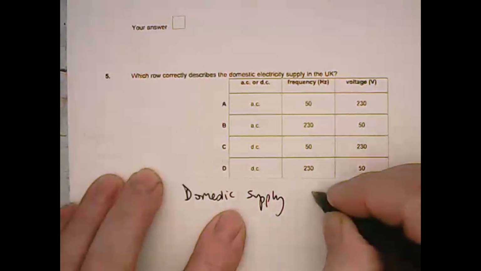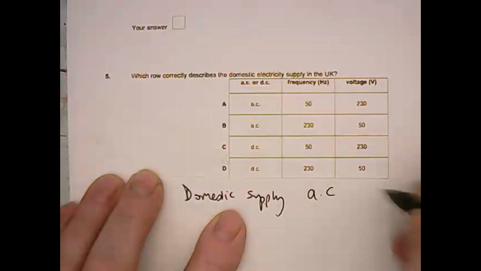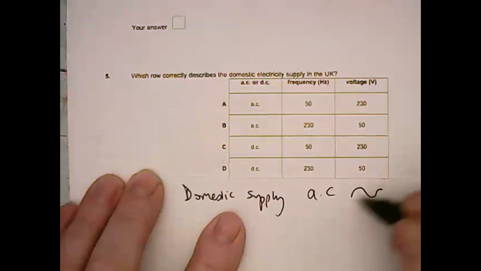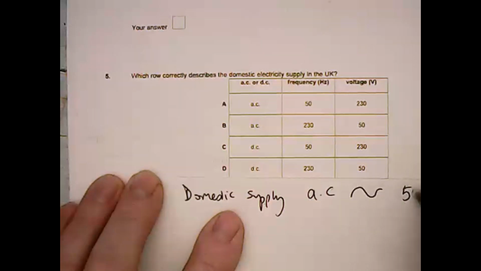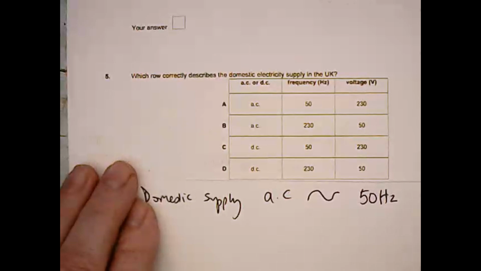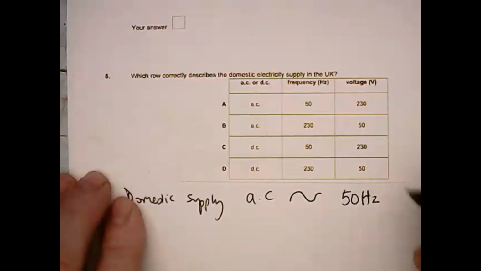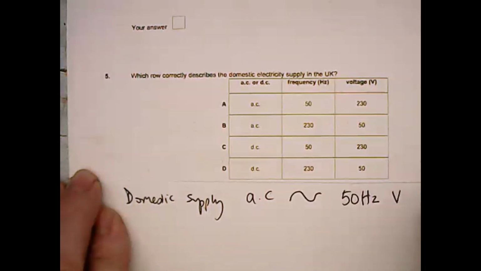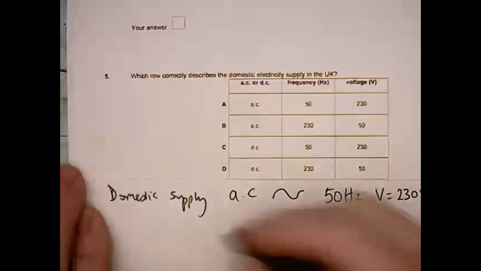first of all, it's alternating current. That's AC. It's a continuous wave of positive and negative potential difference, voltage. It's a continuous wave. Waves have a frequency, and they have a frequency of 50 cycles per second. And the voltage, the potential difference, is 230 volts. The alternative is DC.